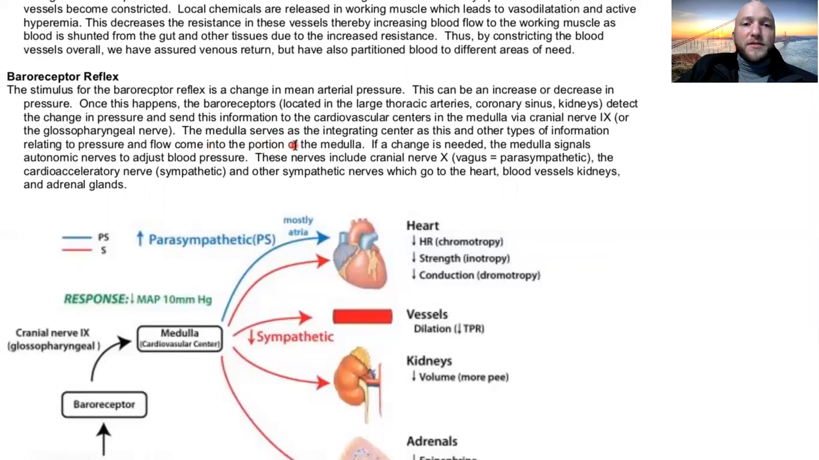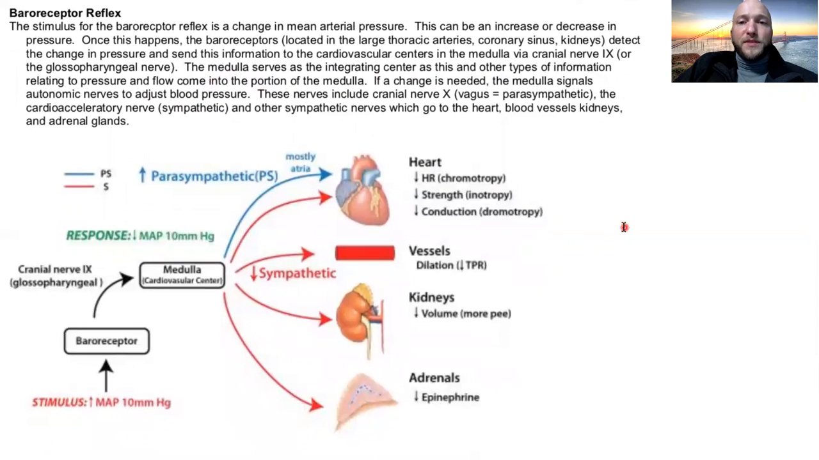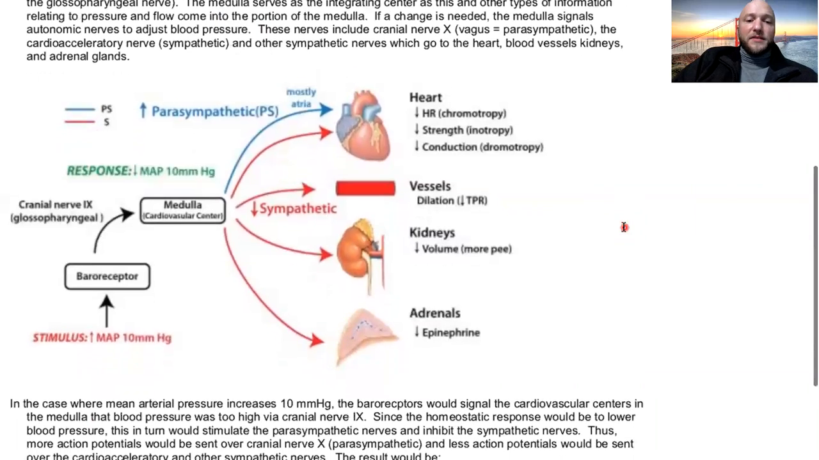The medulla serves as the integrating center, as this and other types of information relating to the pressure and flow come into this portion of the medulla. If a change is needed, the medulla signals autonomic nerves to adjust blood pressure. These nerves include cranial nerve 10, the vagus, for parasympathetic, the cardioaccelerator nerve with sympathetic, a branch of the sympathetic nervous system, and other sympathetic nerves which go to the heart, blood vessels, kidneys, and adrenal glands.